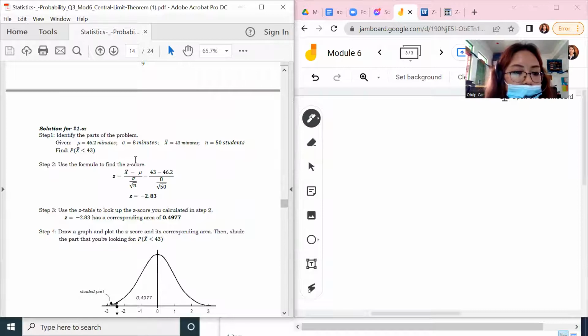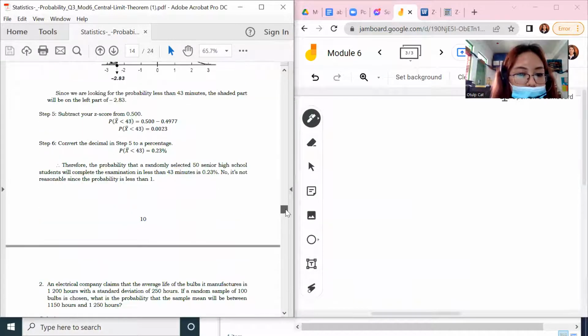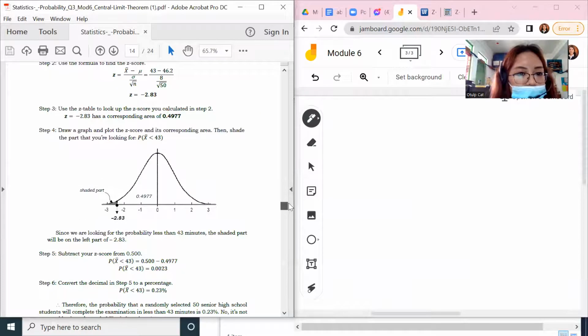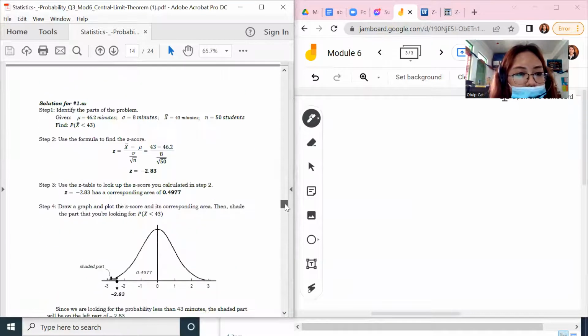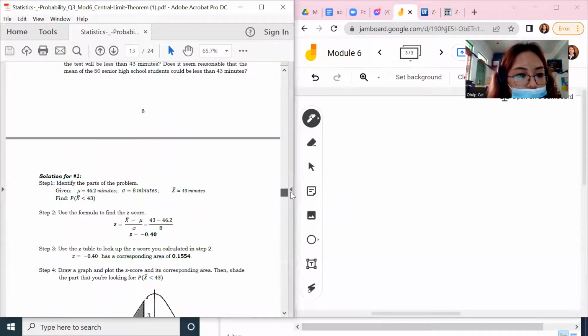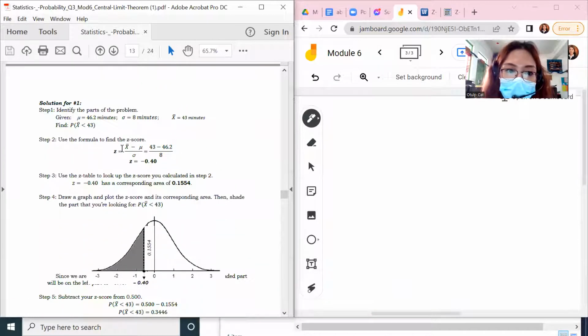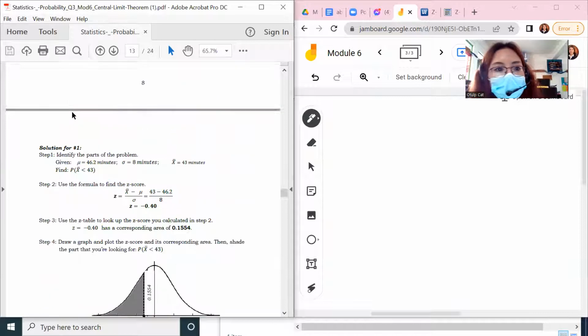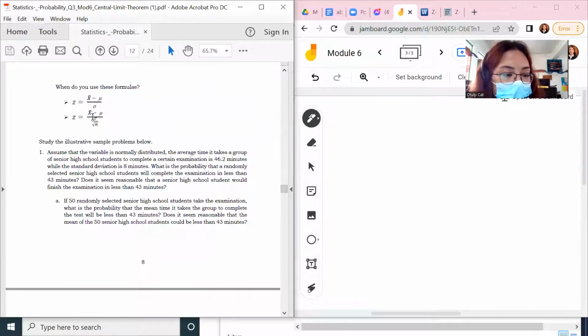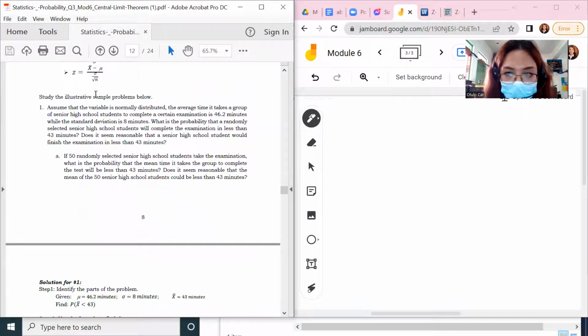I'm pretty sure you can follow this. The second solution for 1A makes use of the sample size. If 50 randomly selected senior high school students take the examination, then n equals 50 is involved. So you carry out the same process steps, except the second z formula we will use involves n, the lowercase n.